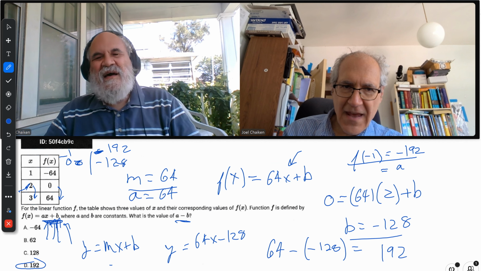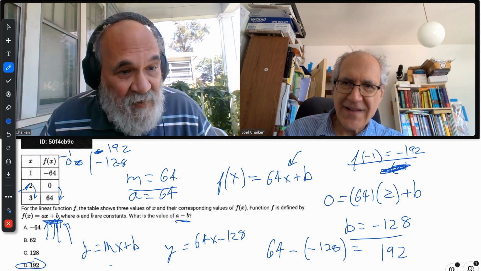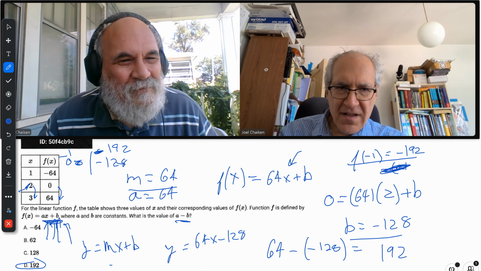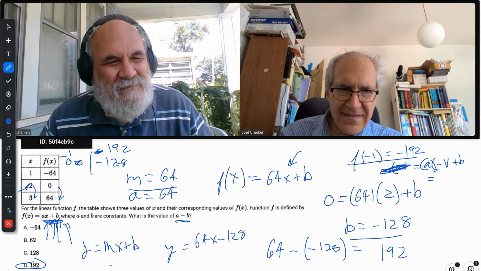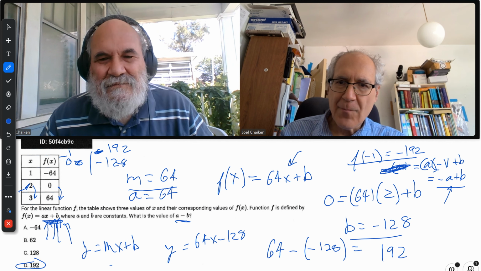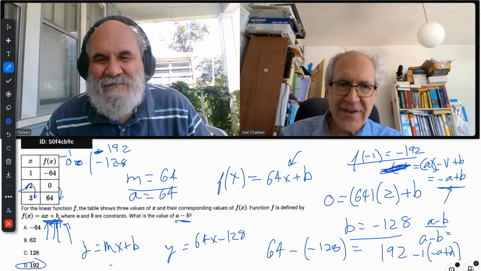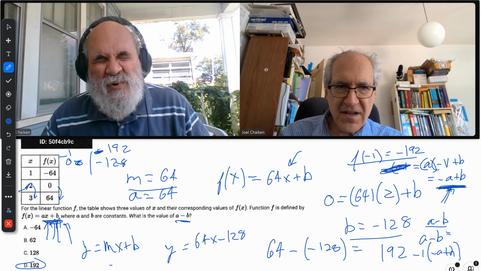So here's another approach. Let's finish this one off. f of negative 1 means a times negative 1 plus b, so that would be negative a plus b. So f of negative 1 is negative a plus b. But we want a minus b. a minus b is equal to negative 1 times negative a plus b. So if we can calculate using patterns negative a plus b, then that gives the answer.